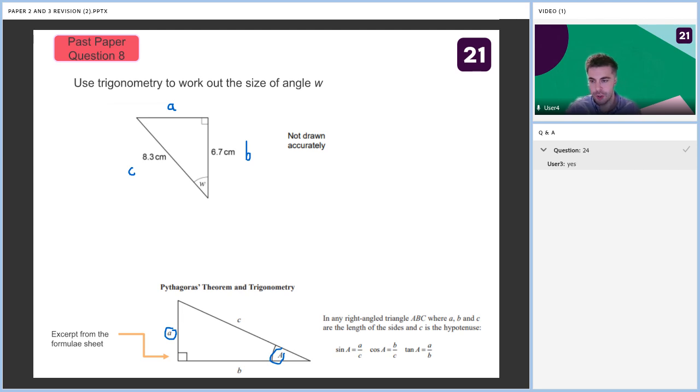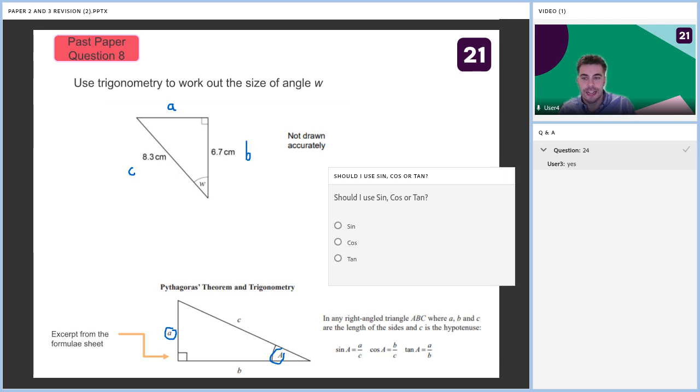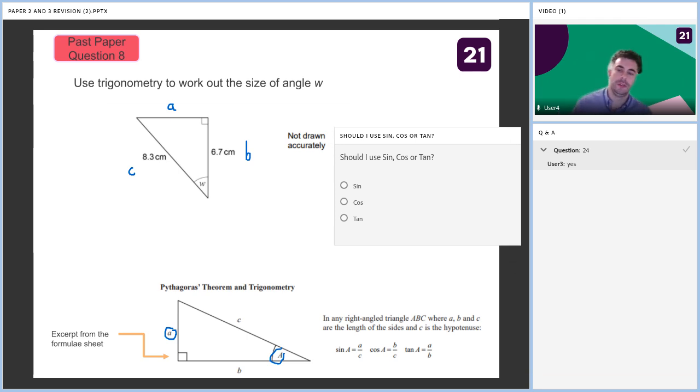Now, I know some of your teachers may have taught you the hypotenuse, the adjacent, and the opposite, which is the way that I tend to teach it as well. But if you do want to use the formula sheet, you have to convert yourself over, if you like, to using A, B, and C. My poll question for this one, ladies and gents, is, should I now use sine, cos, or tan to work out my missing angle? Bearing in mind how I've labelled the sides of this triangle, which one of the three trigonometry functions is going to be used here?